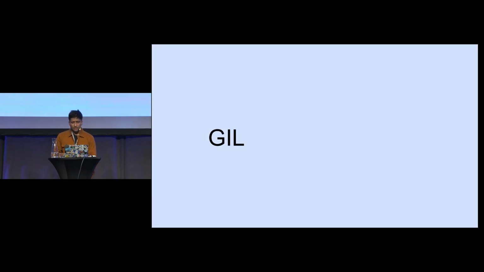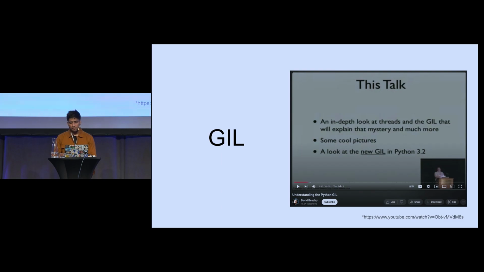When I talk about the GIL, I want to recommend a video from David Beazley. It's quite old, but this is one of the first whistleblower talks showcasing the impact of the GIL in a very detailed way. It was showcasing the new GIL, which was introduced in 3.2, but it shows how the GIL is impacting multithreading performance in Python.